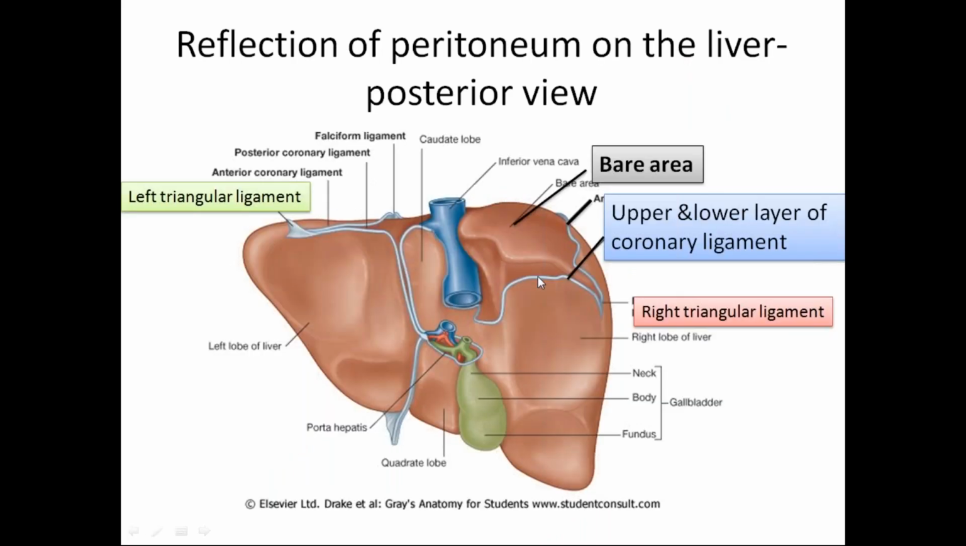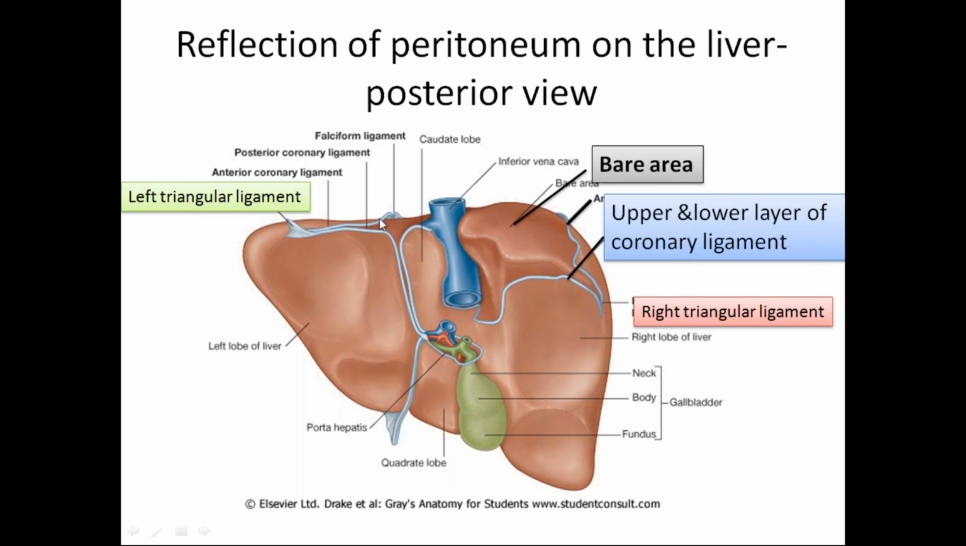The lower layer of the coronary ligament, when you trace it on the left side, goes along the undersurface of the inferior vena cava. Then it forms a margin of the caudate lobe. Then it forms a layer of the lesser omentum. So this lower layer of the coronary ligament is nothing but an extension from the lesser omentum. At the other end you can see the left triangular ligament.